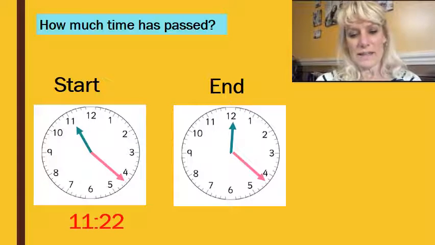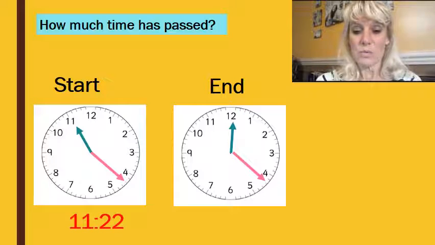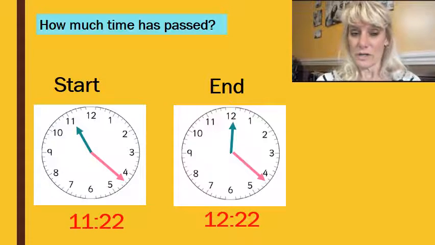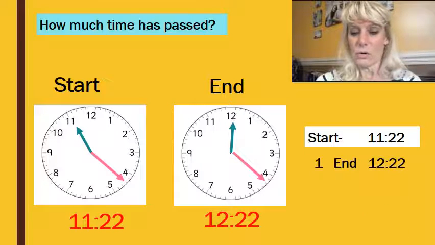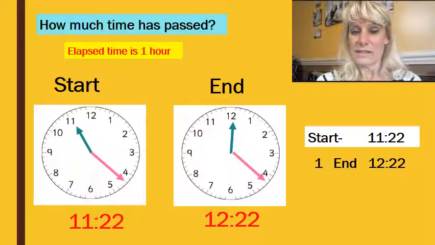When I go over to my ending time, I also notice that the minute hand is on the 22, which means that the hour hand will be pointing directly towards the 12. So I see that it is 12:22. I have to decide how much time has passed, so I'm going to do the same strategy that I did before. I start with 11:22 and I pound that in my hand, and then I count up. In 1 hour, it will be 12:22, which is my ending time. That means that 1 hour has elapsed.